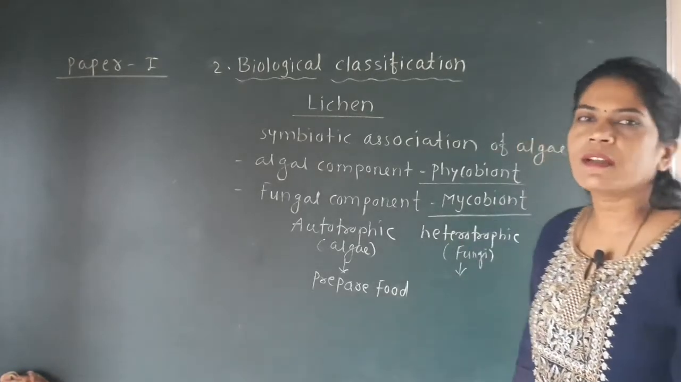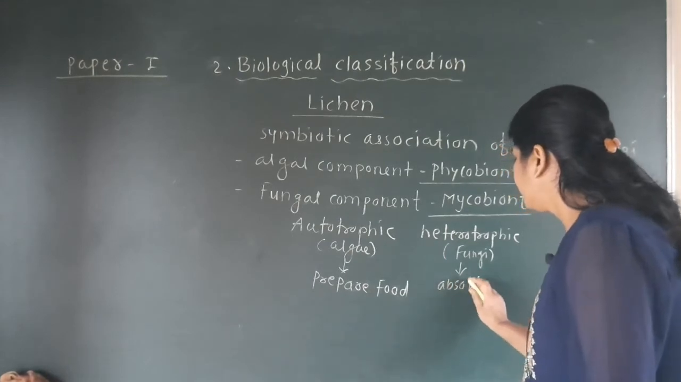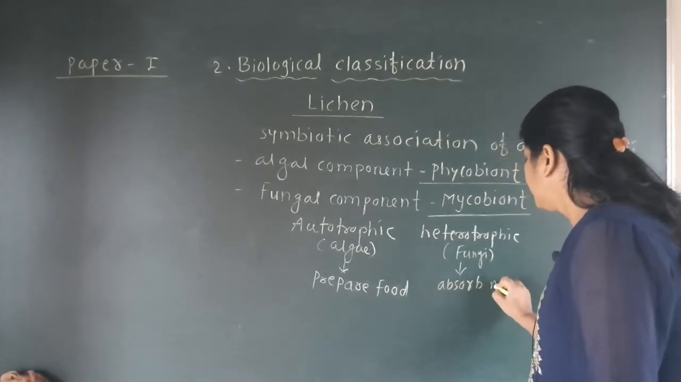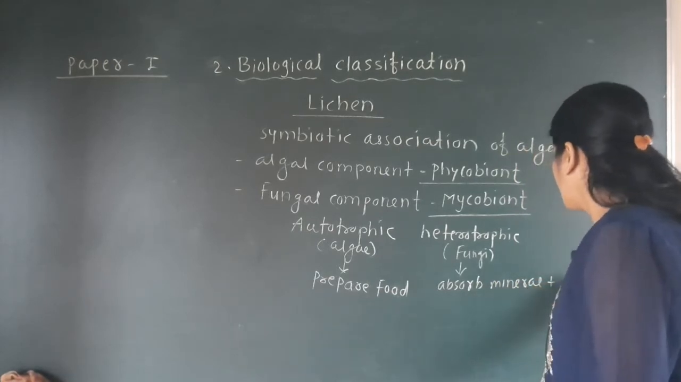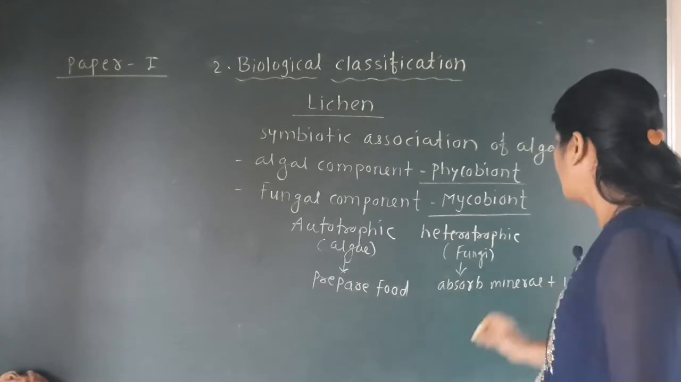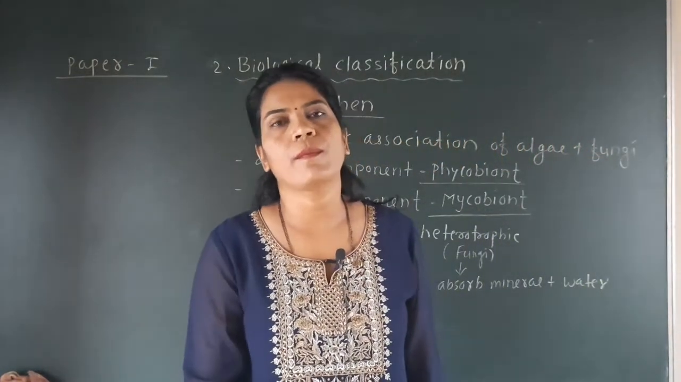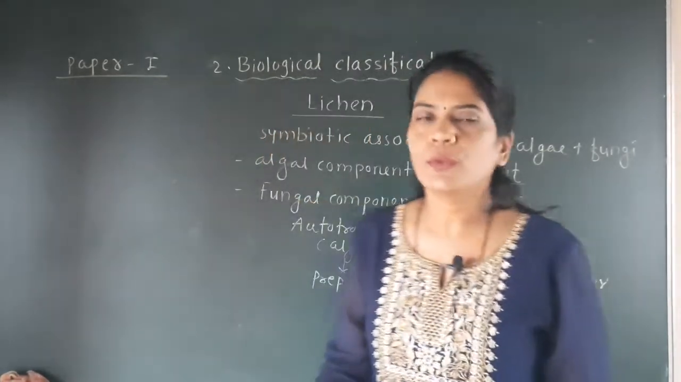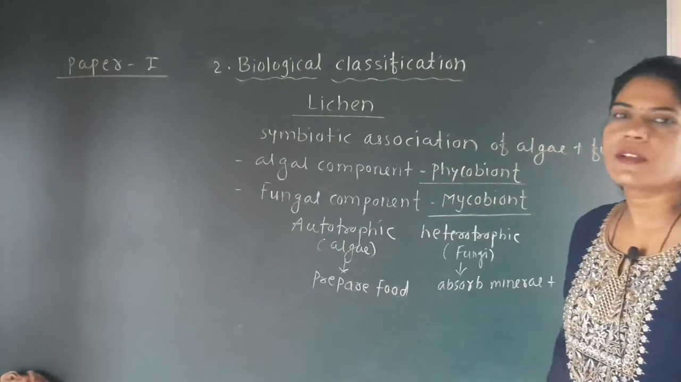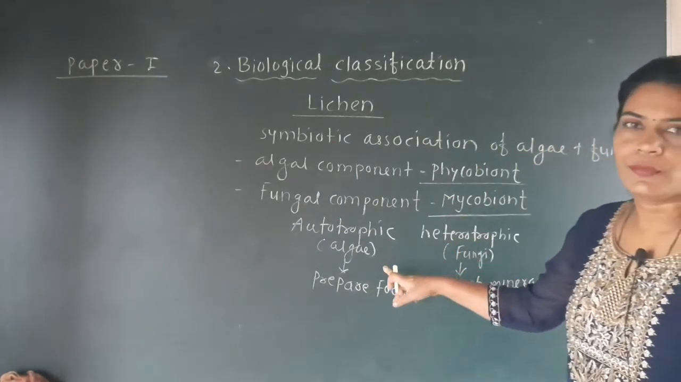absorb mineral and water. These fungi absorb mineral and water from this soil, and it is given to this algae for its food preparation. So this is called a symbiotic association.